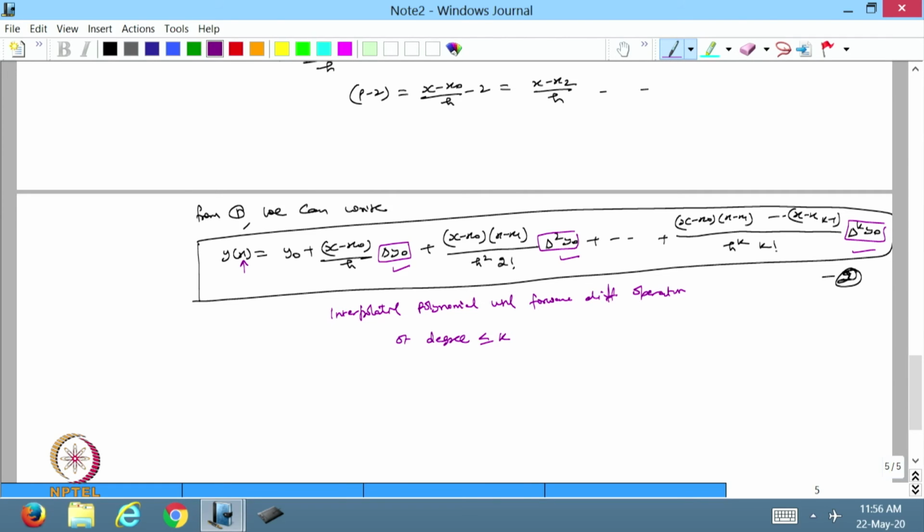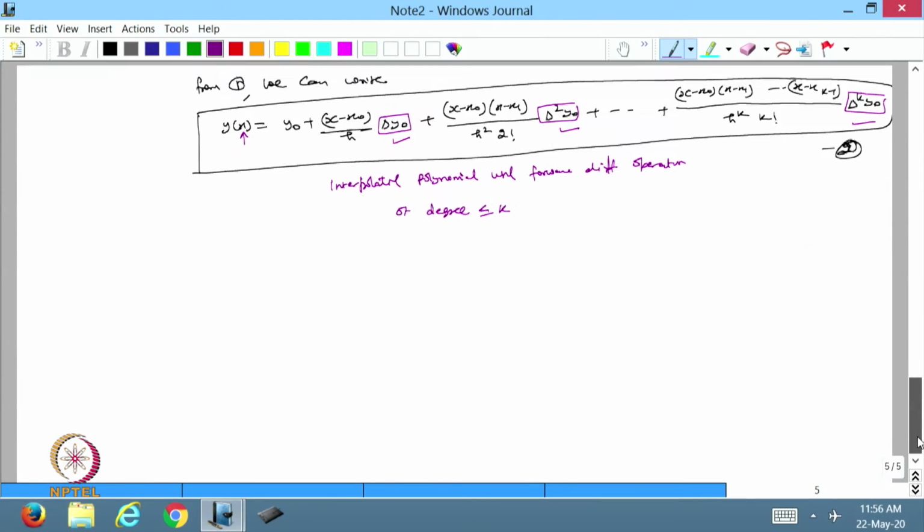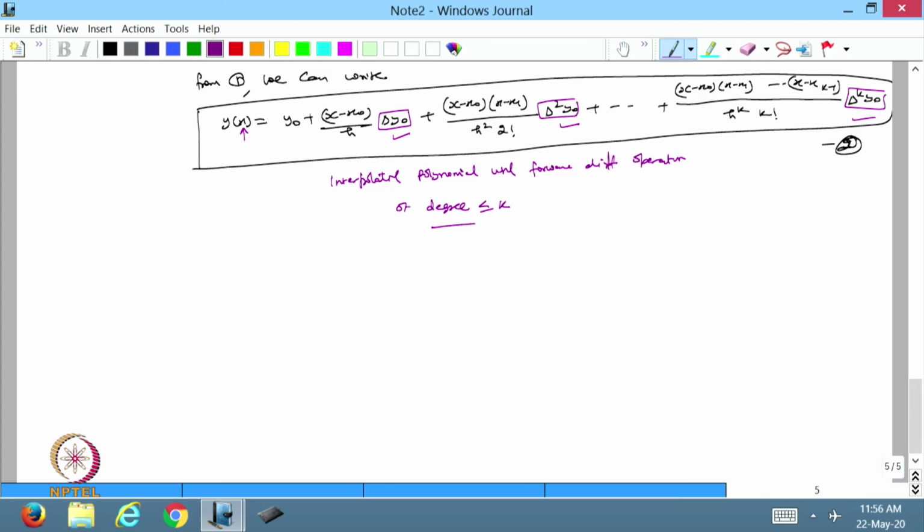If I stop here, its degree will be only 1. If I stop here, its degree will be at most 2. So, if I am going up to k, its degree will always be less than or equal to k, because it may happen that the coefficient becomes 0. In that case its degree will be less than k, otherwise it is a kth degree polynomial. So, this is called the interpolating polynomial.